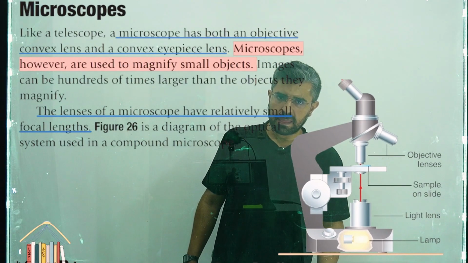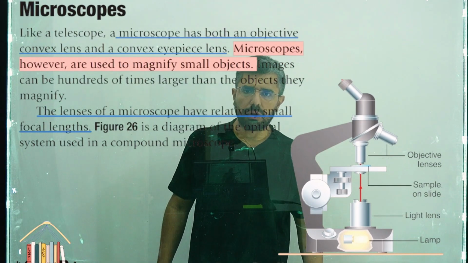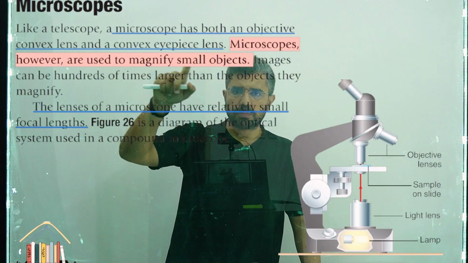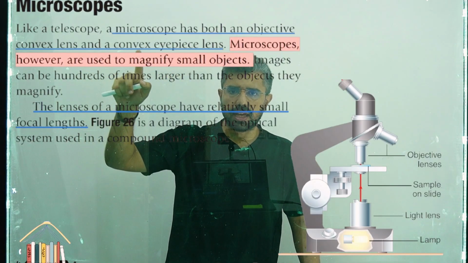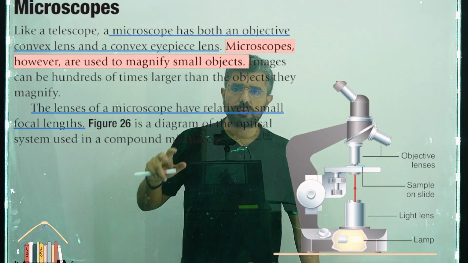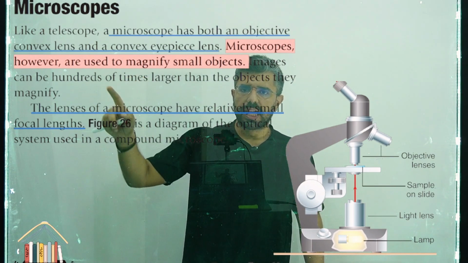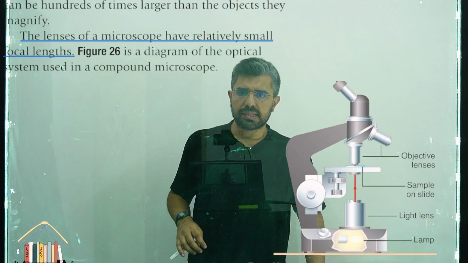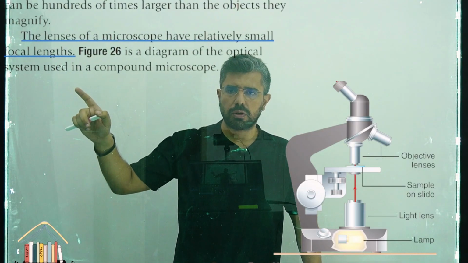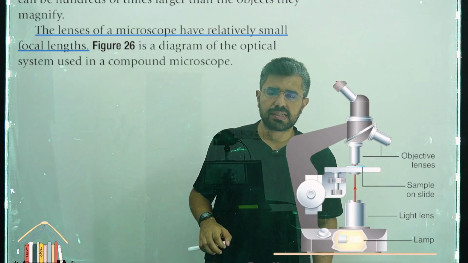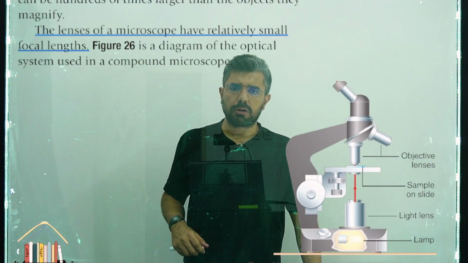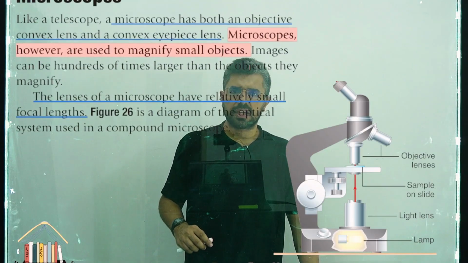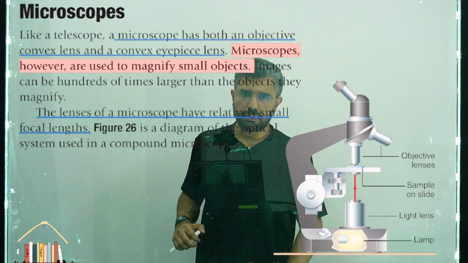We are also talking about microscopes, but here we are talking about a different function. In this case, we are magnifying small or micro objects. That's the main function of a microscope. It uses an objective convex lens and another convex lens, two convex lenses, to magnify small objects. The lenses of the microscope have a relatively small focal length, the smallest compared to other devices like the telescope or the camera, of course, just to magnify the small objects that we are studying with the microscope.